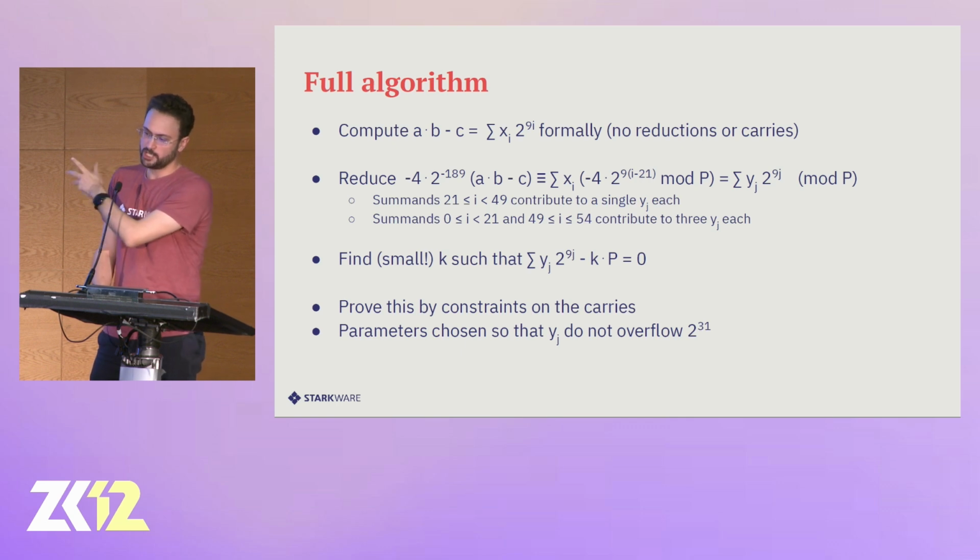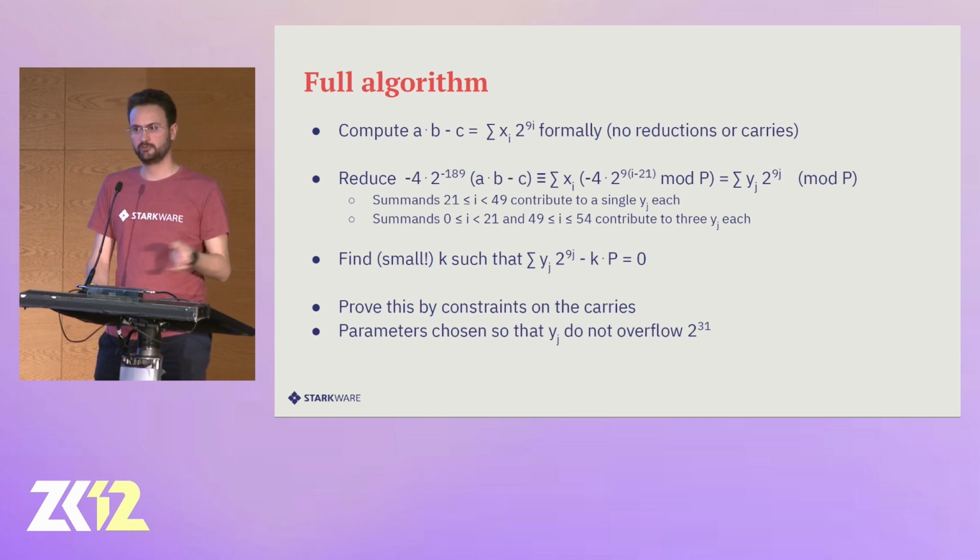So each yj will be the sum of a few of the xi's with some coefficients that we got from those formulas. Some of these xi's will contribute to 3 yj's, some of them will contribute to a single yj. On average, it's about 4 x's per y. After we get all of these y's, again, they're not reduced, they're just formal sums with these coefficients. We want to finally show that this sum is 0 modulo p, that's the whole thing, that A times B minus C is 0 modulo P.